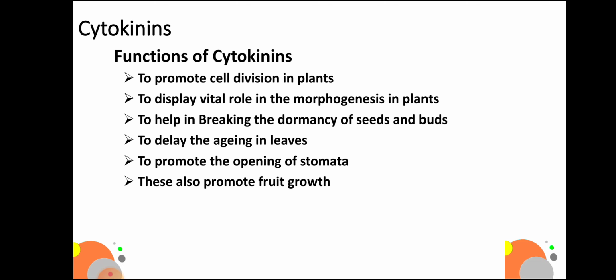The next hormone is cytokinins. The functions of cytokinins are to promote cell division in plants, to display a vital role in the morphogenesis in plants, to help in breaking the dormancy of seeds and buds, to delay the aging in leaves, to promote the opening of stomata, and to promote the fruit growth.